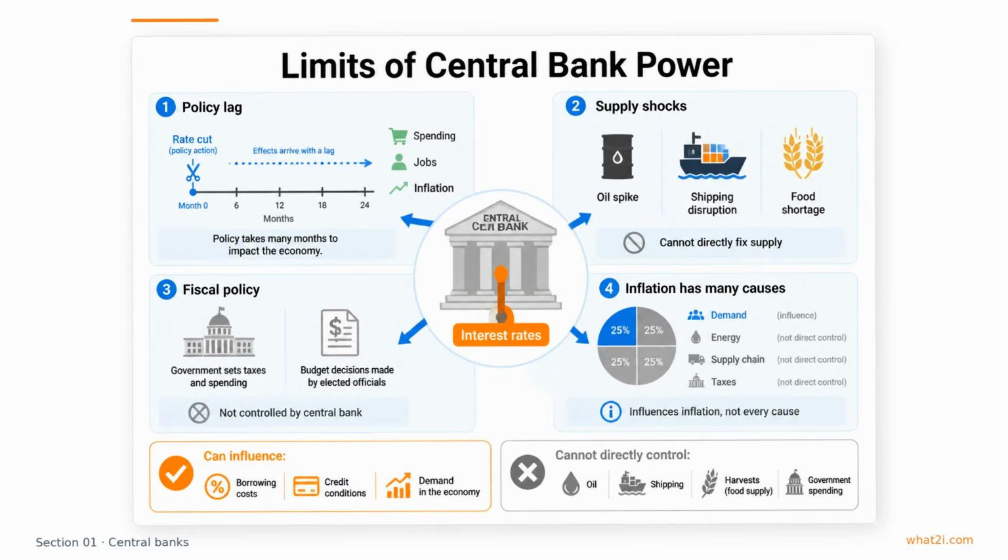That is why policy debates are often more complicated than a simple rate hike versus rate cut story. For traders, overestimating central bank power can lead to overly simple market assumptions.